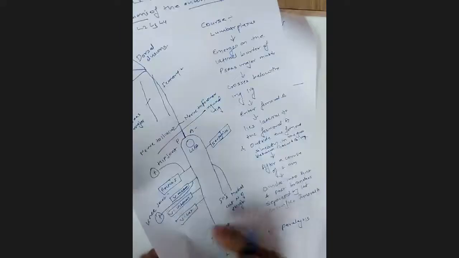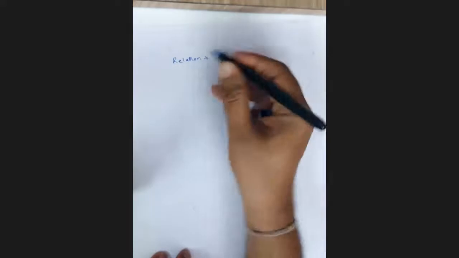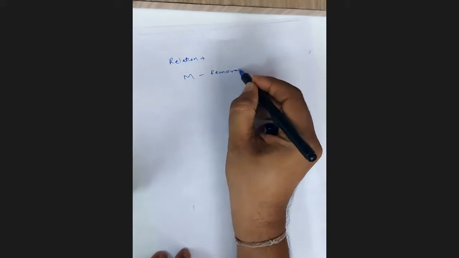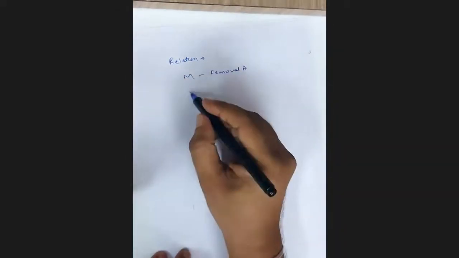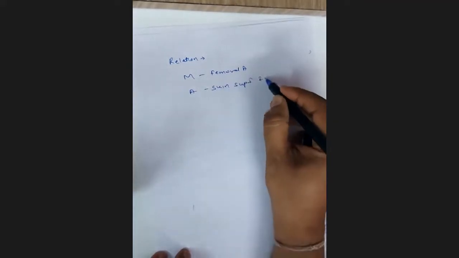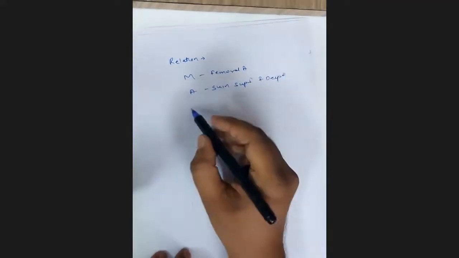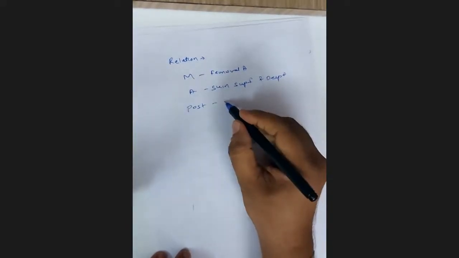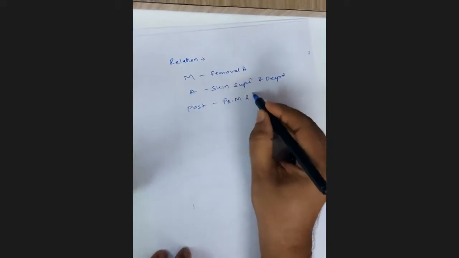One thing is about the relations of the femoral nerve. If asked, we can always write the relations of the femoral nerve as follows: on the medial aspect is the femoral artery, anteriorly is skin, superficial fascia, and deep fascia, and posteriorly is the psoas major muscle and iliacus.